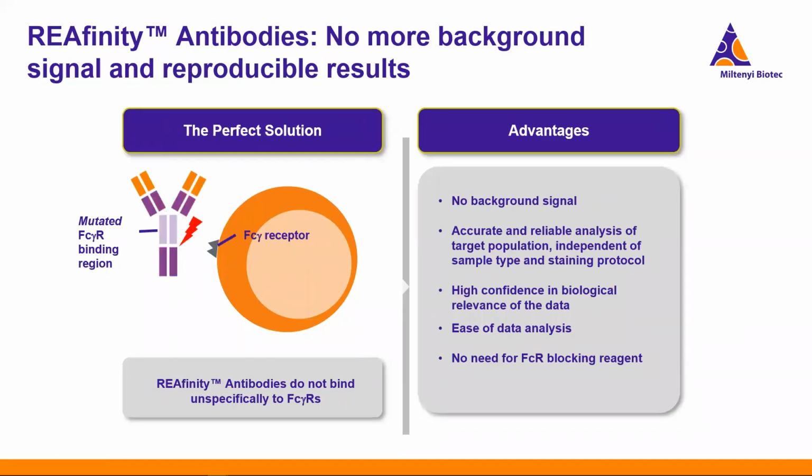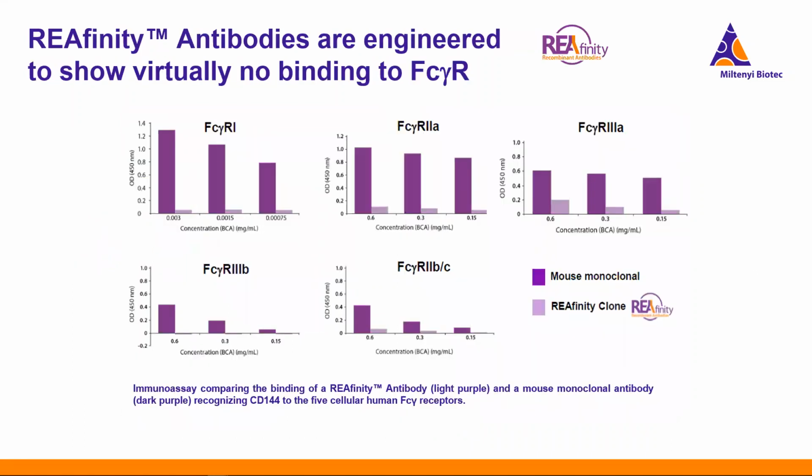So the point mutation that we engineered into the reaffinity antibodies completely prevents that binding. So you'll have no background and you'll have much more reliable data. I want to show you what that looks like.